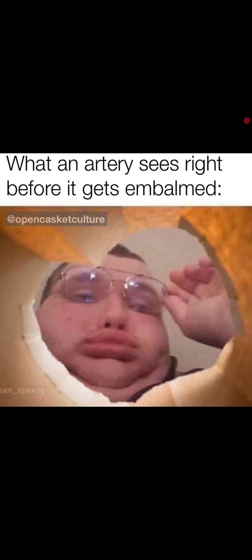Eye enucleation is the removal of the eye for tissue transplantation, research, and education. Eye enucleation discoloration is the extravasation of blood as a result of eye enucleation.